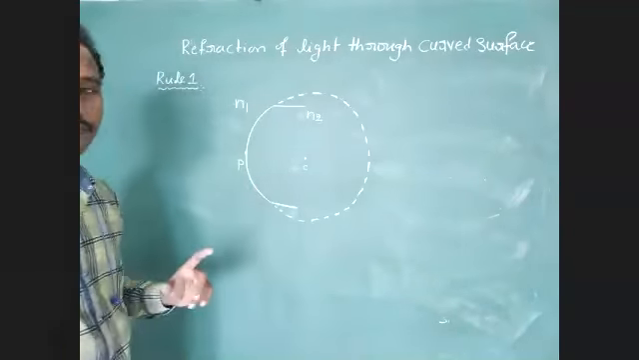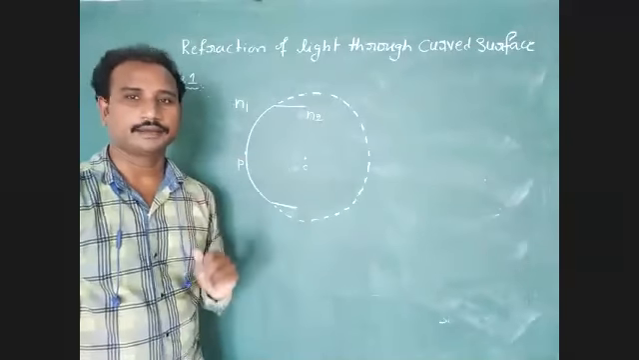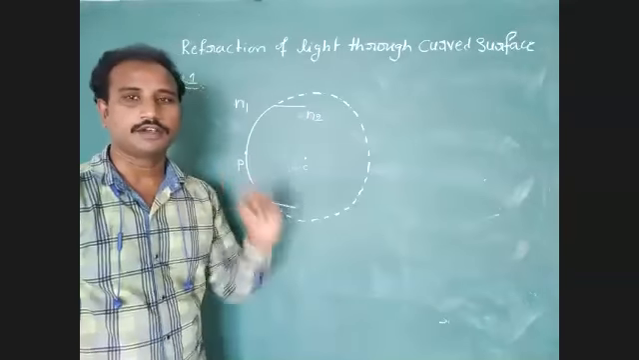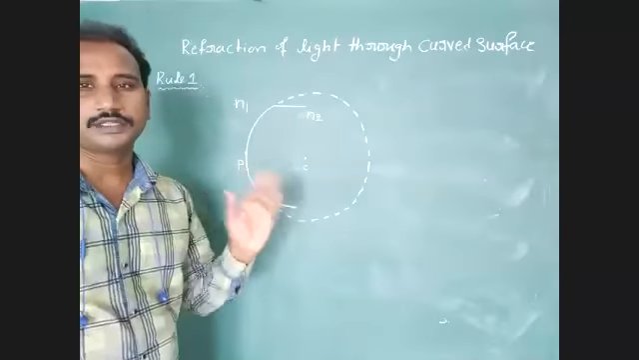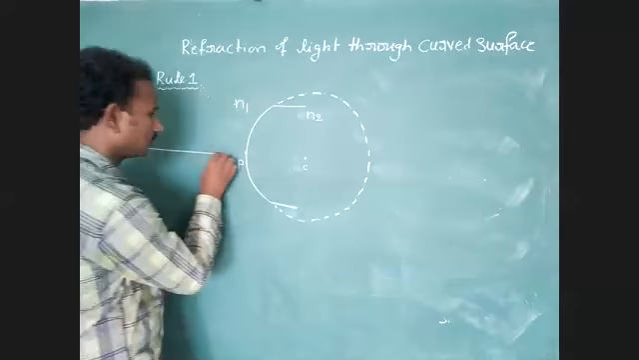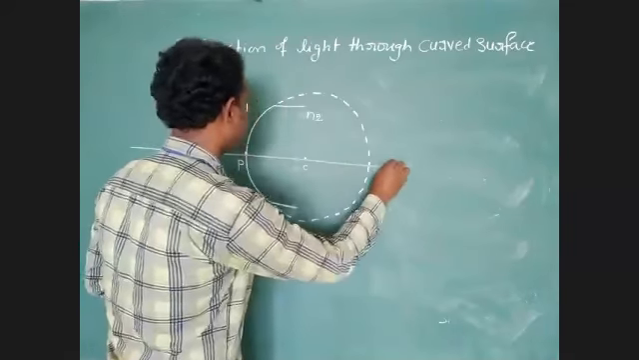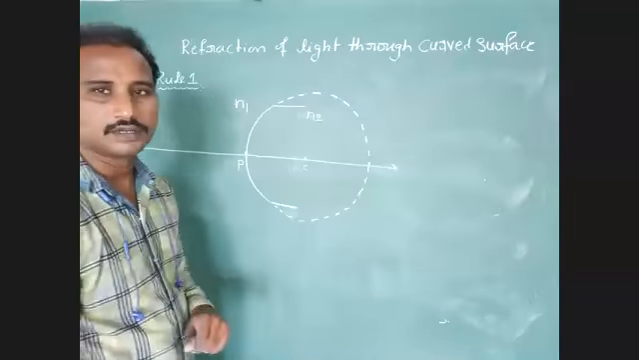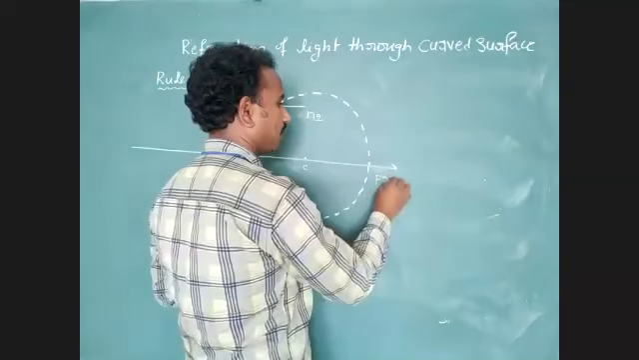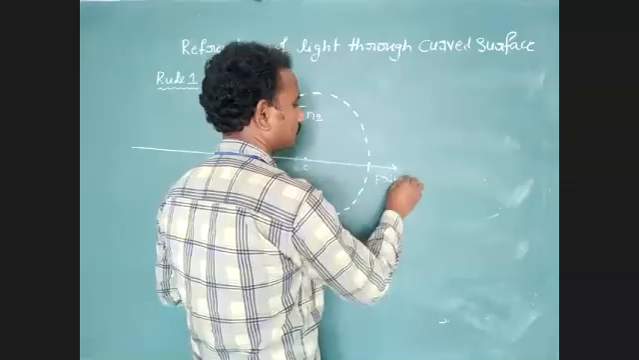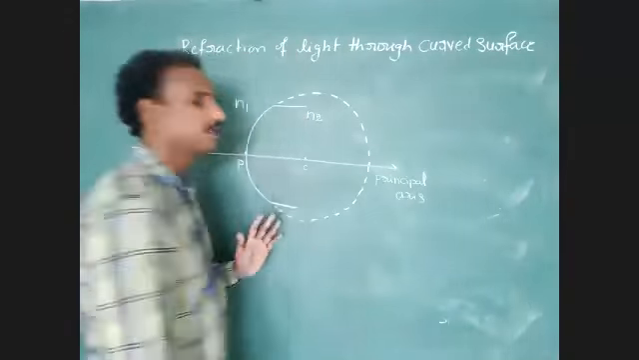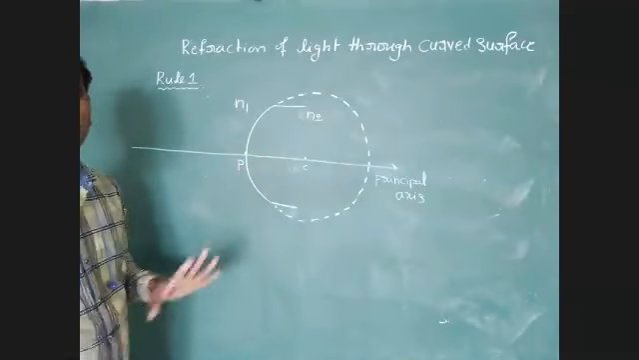Okay, students, now we can draw one reference line. That reference line is required to explain the path of the incident ray and refracted ray. This reference line is passing through the pole and the center of curvature. This line is called the principal axis.